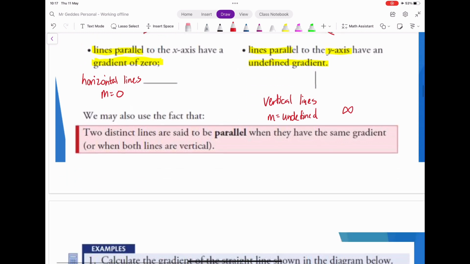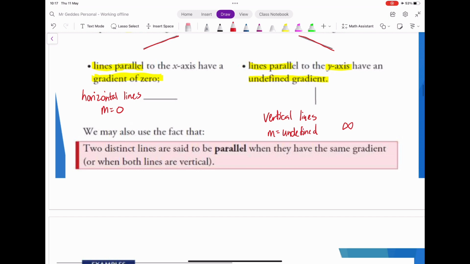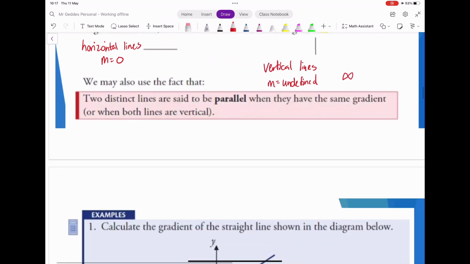And also something else to remember is that when two lines have the same gradient, they are said to be parallel. So this might seem like little minor things here, but this will all come into play later when we cover proper equations of lines in higher maths. So two lines that are parallel have the same gradient. So remember that, as well as horizontal lines of 0 and vertical lines have undefined gradients. Keep an eye out for that later.